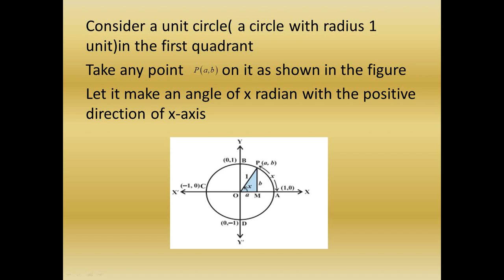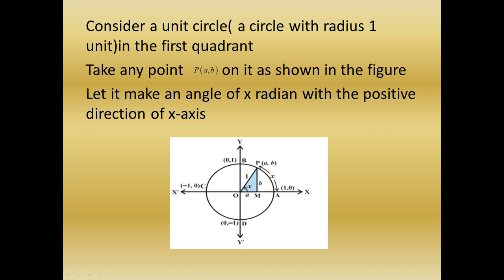So we consider a unit circle. Unit circle means a circle with radius 1, and we are taking any point in it, and the point is P(A, B). P(A, B) means on the x-axis the distance is A units, and on the y-axis the distance is B units. And since it's a unit circle, from the origin to any point on the circle the distance will be 1 unit. So the hypotenuse will be 1.